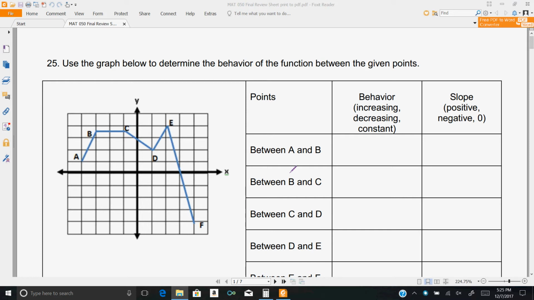Welcome to the video for the MAT050 final exam review packet. This is page 10, starting with question 25.